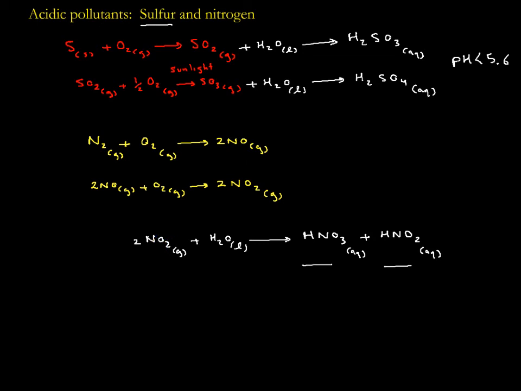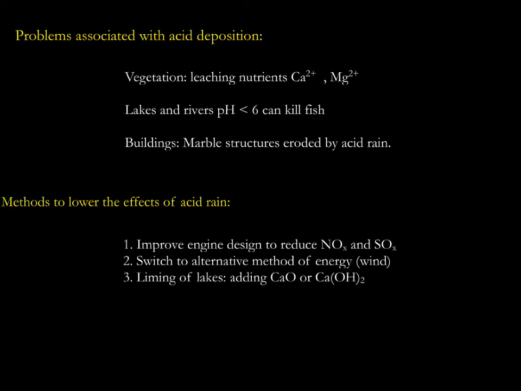So now let's just see what problems are associated with them that you should remember. One is vegetation. Acid rain leaches out nutrients such as calcium and magnesium. Magnesium is crucial for chlorophyll. At the center of every chlorophyll there is magnesium, so definitely it will affect our plants. Lakes and rivers will have pH less than 5.6, and that causes the fish to die off.